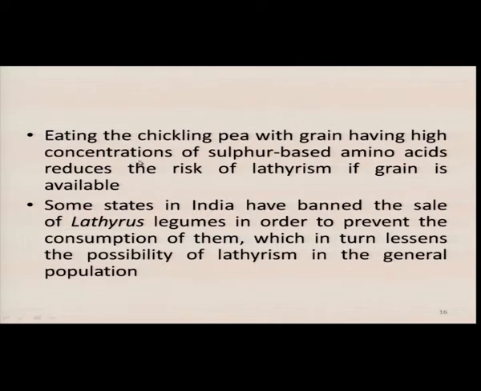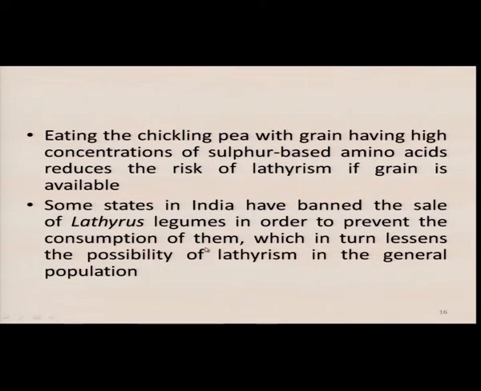Eating the chickling pea with grain having high concentrations of sulfur-based amino acids reduces the risk of lathyrism, if the grain is available. Some states in India have banned the sale of Lathyrus legumes in order to prevent the consumption of them, which in turn lessens the possibility of lathyrism in the general population.